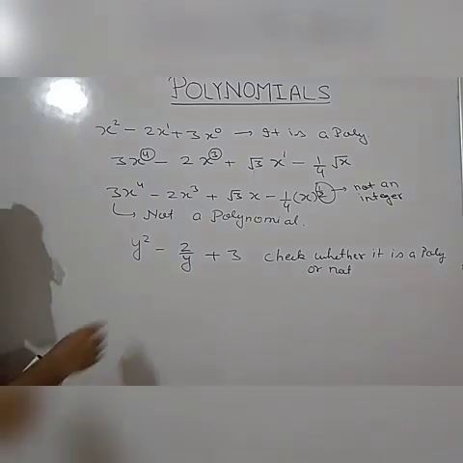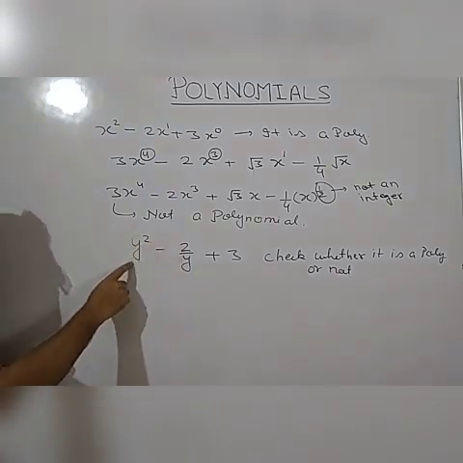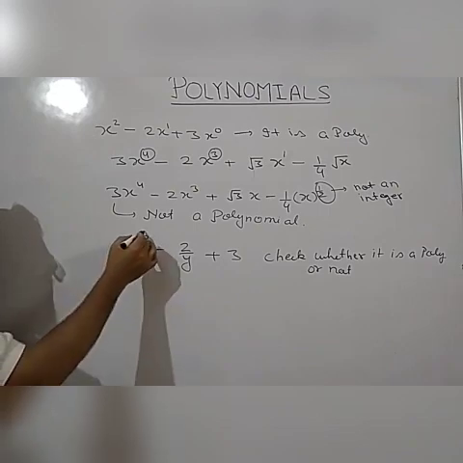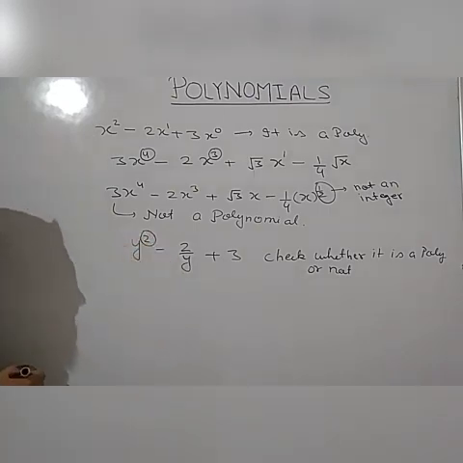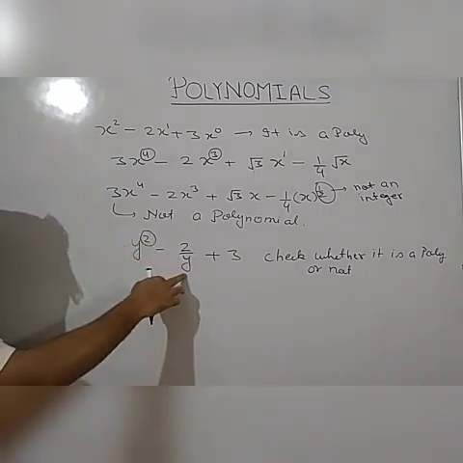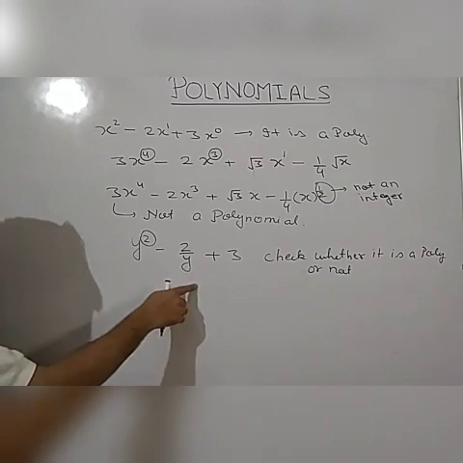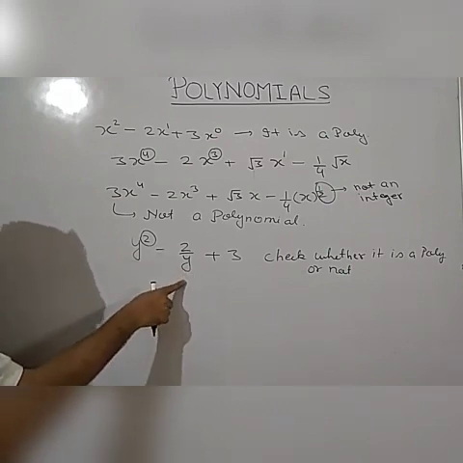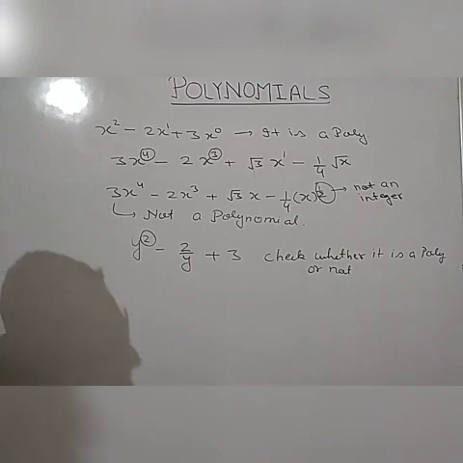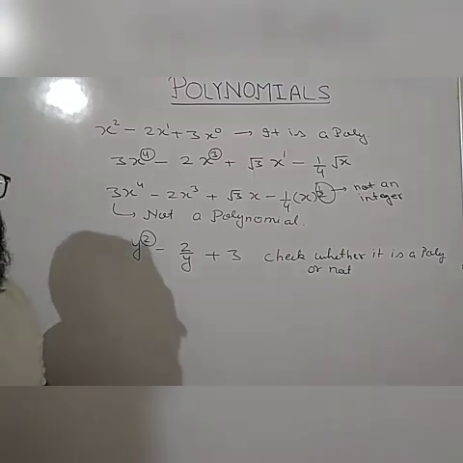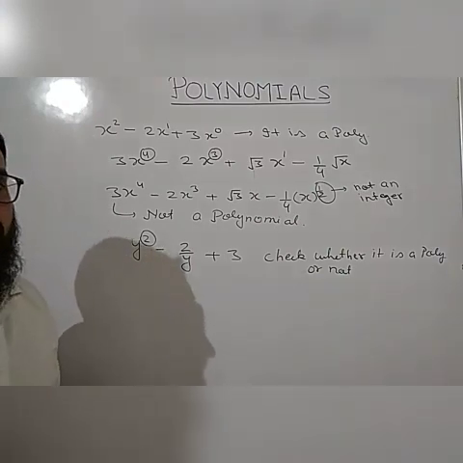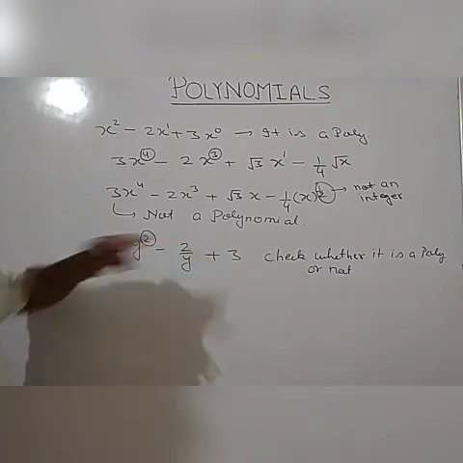So check it. Here the first term is y squared. There the power is a positive integer. The second term is written as 2 upon y. Here the y is in the denominator. But in a general algebraic expression, all the variables are in the numerator. So first we have to convert it to the numerator.